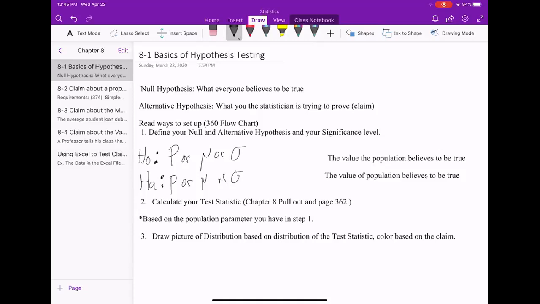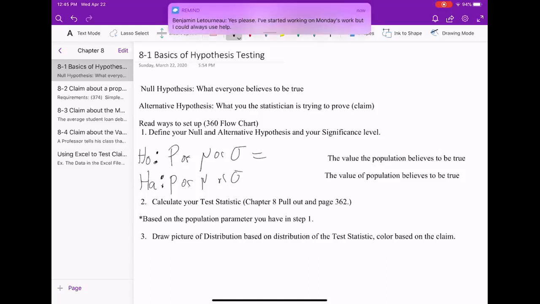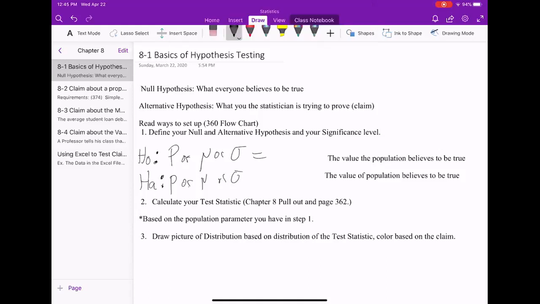The null is always equal to what you believe the value of the population believes to be true, right?